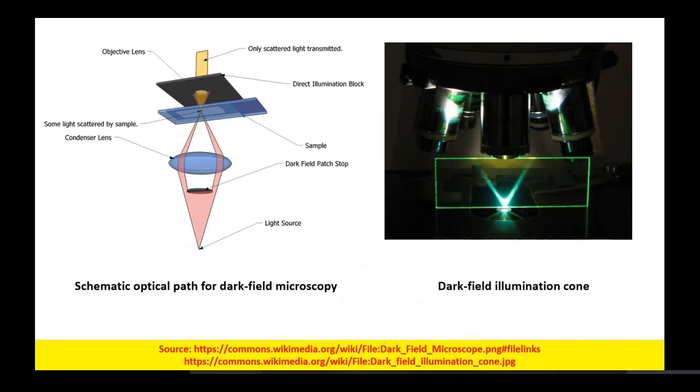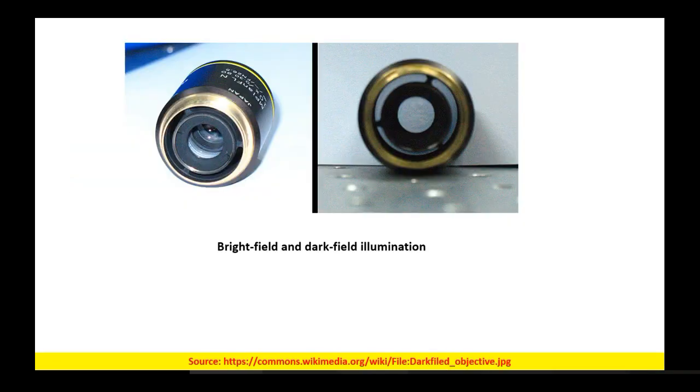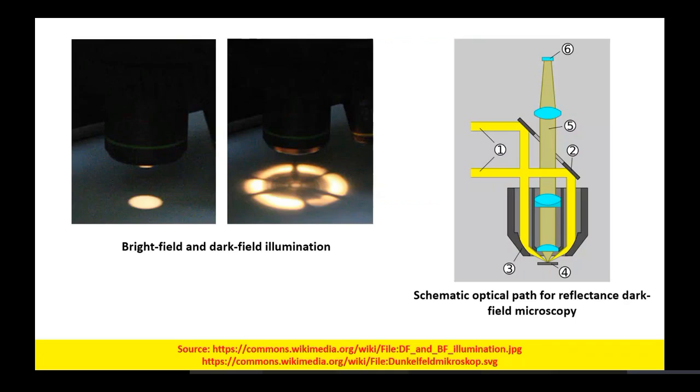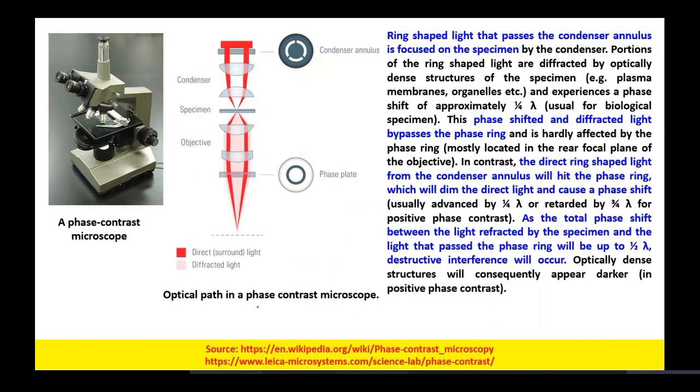This is for the dark field illumination. We also discussed how light moves through the optical system in the bright field system and the dark field illumination system. In the next part, we discussed how dark field microscopy works in the reflectance mode. This is a bright field objective and this is a dark field objective. Then we discussed the mechanics of the phase contrast microscope and how it works.